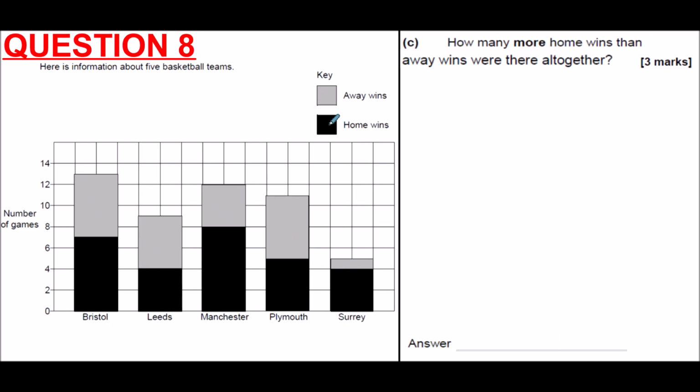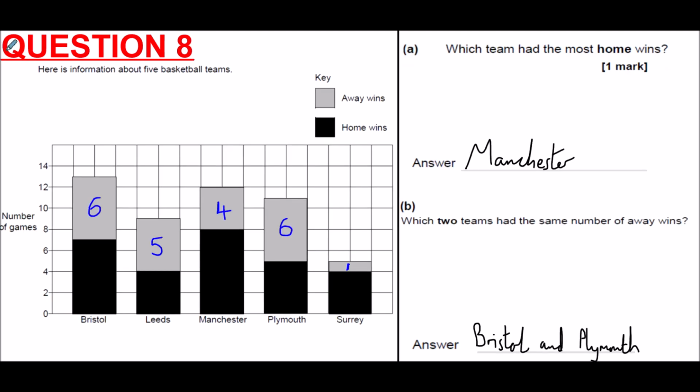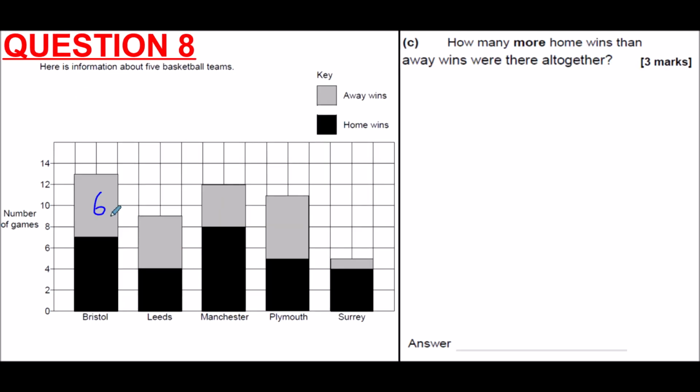And for part C, it says how many more home wins than away wins were there altogether. And so what I'm going to do is just copy down what we had from part A and B, these figures here, 6, 5, 4, 6, 1. And we're going to do the same for the home wins as well.